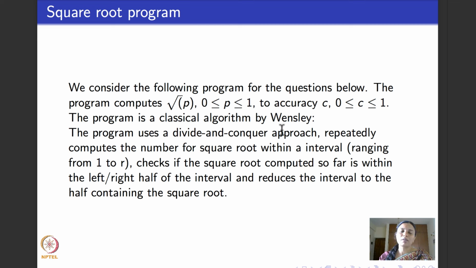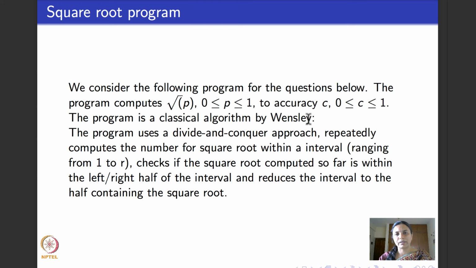So what was the program doing? The program was trying to compute the square root of p, up to some allowed accuracy. It's a classical algorithm by Wensley. If you Google for it, you will see it uses what is called a divide and conquer approach. It first looks at the interval 0 to p and tries to see where the square root of p could be. Will it be in the first half or the second half? Based on that, it breaks the interval into two halves, repeats this procedure again, and narrows down the interval where the square root of p lies. When it finally terminates, it outputs a value that's almost the square root of p, modulo a small difference in accuracy.